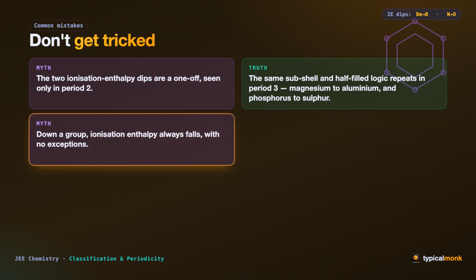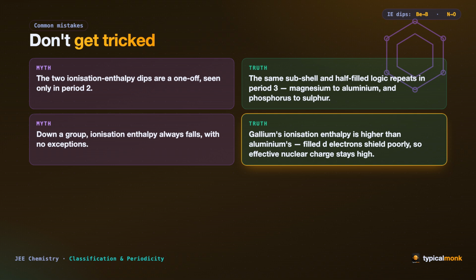Myth 2. Down a group, ionization enthalpy always falls, with no exceptions at all. The truth. Gallium's ionization enthalpy is higher than aluminium's. 10 filled d electrons sit in between them and shield the nucleus poorly. So effective nuclear charge barely drops, and neither does the ionization enthalpy. Never trust a group trend blindly once d electrons enter the picture.